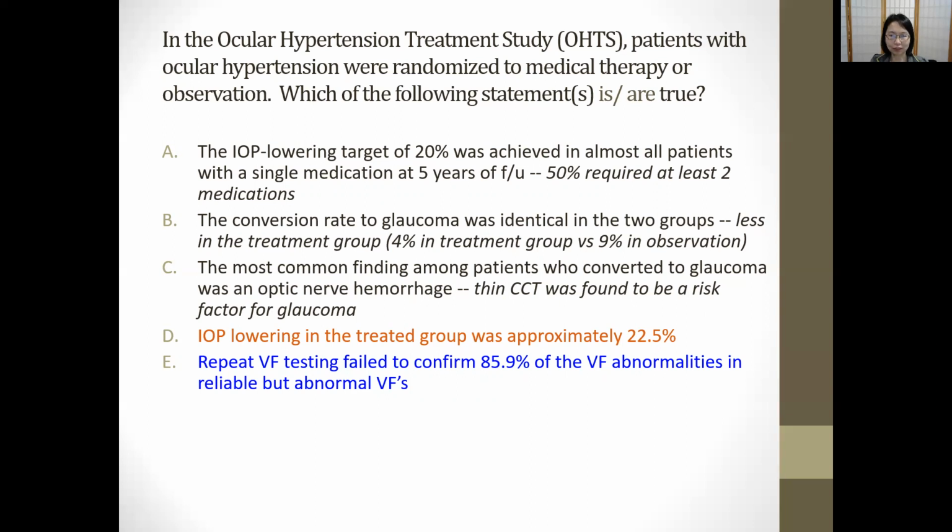And repeat visual field testing failed to confirm over 85% of the visual field abnormalities in these reliable but abnormal visual fields. So this really highlights the difficulties sometimes with visual field testing.